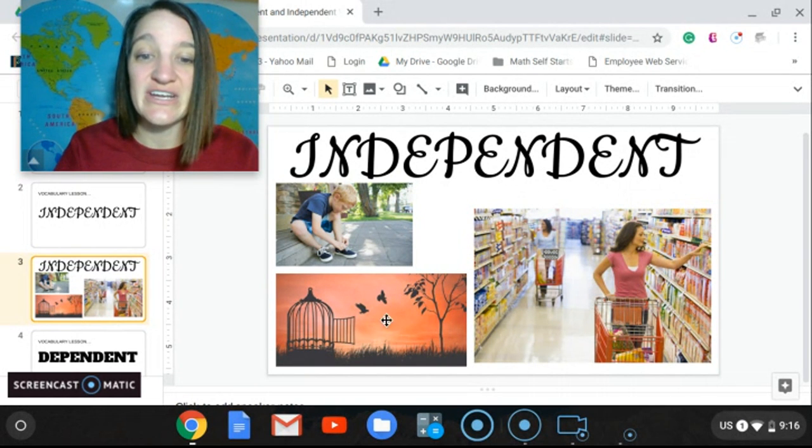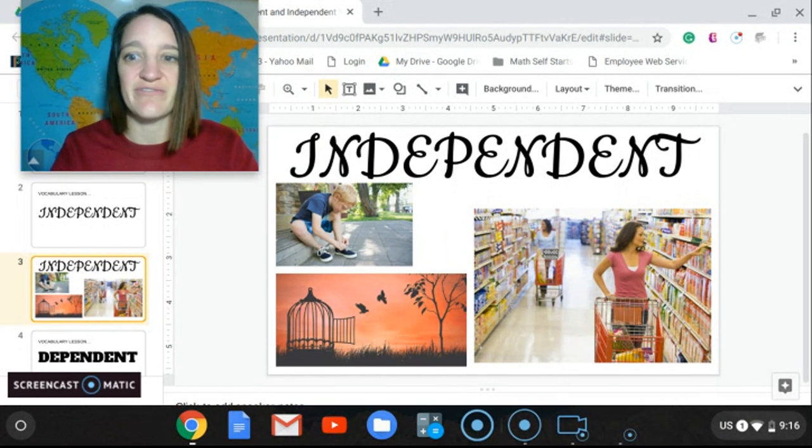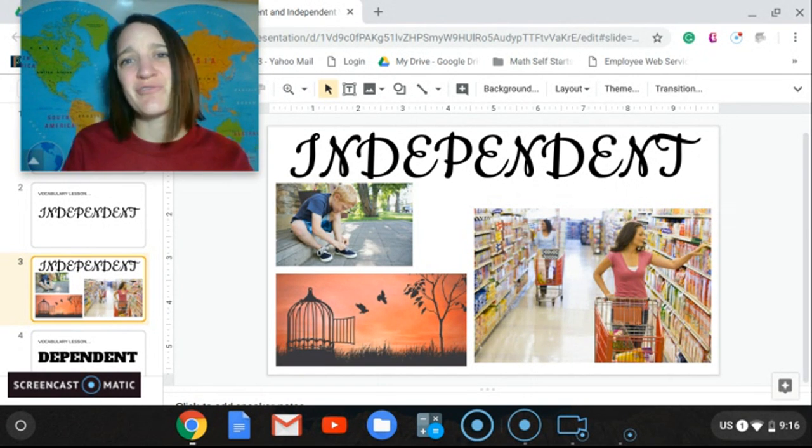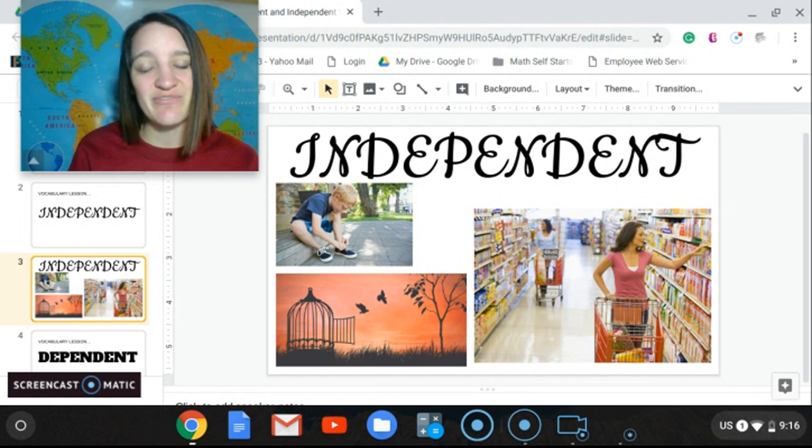You're kind of free, like these birds here. If you're independent, you don't rely on anyone, you can do it yourself. When you grow up, you become an adult, you're independent. You don't rely on anyone. You can get your own groceries, you have your own job, you have your own car. You're independent, you don't need help from anyone. So that's what independent means.